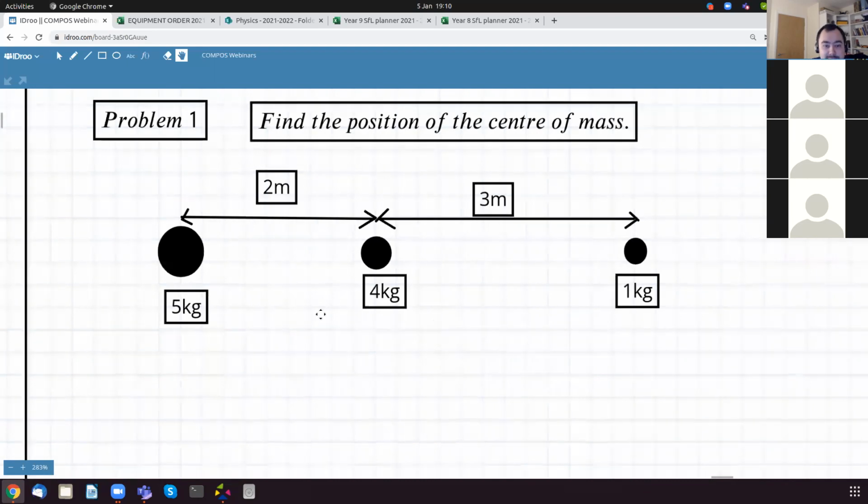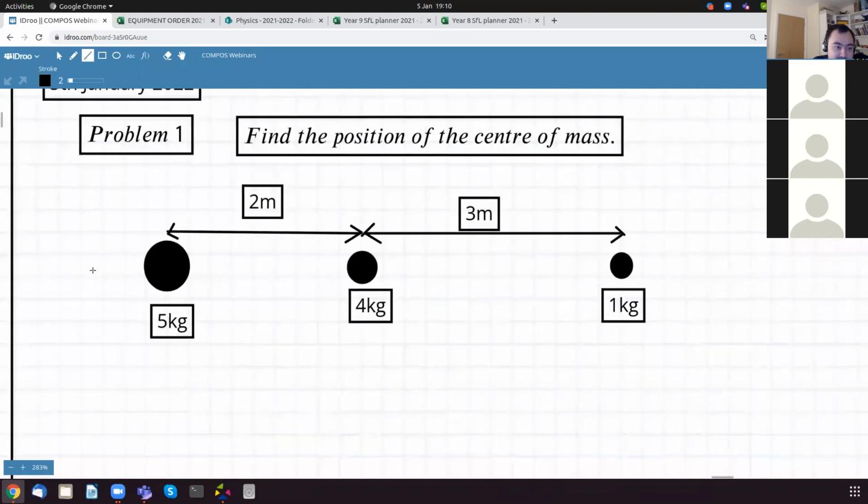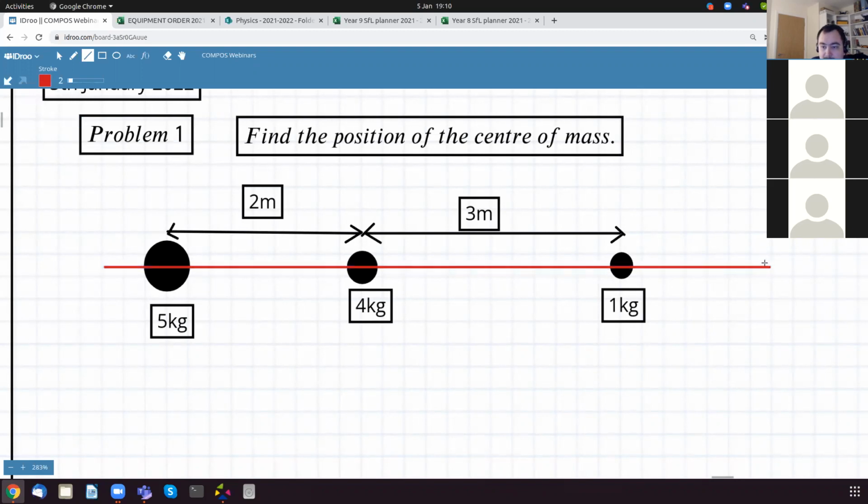I start this by drawing the x-axis and choosing the 0 position of the x-axis. Now, I can choose any position. So this is the x-axis. I can choose 0 where I like. I can choose 0 to be here or here or here. But I'm going to choose this as my 0 position, as the origin. So this is 0. This is 2. And this is 5, of course. So this is x equals 0, x equals 2, and x equals 5.